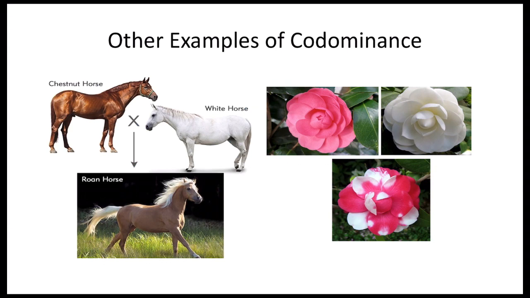So some other examples of codominance. You can have a chestnut horse crossed with a white horse, and then you'll end up with a roan colored horse, which is basically just a lighter brown with a really light mane. Flowers, you may see multicolored flowers, so like the example of the pink flower being crossed with the white, the pink and white kind of speckled flower results. And additionally, in the notes, you have another example on red blood cells.